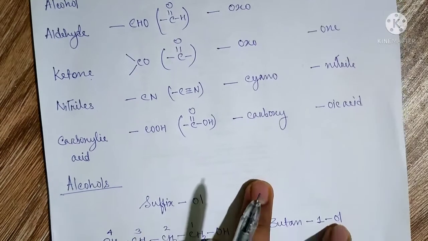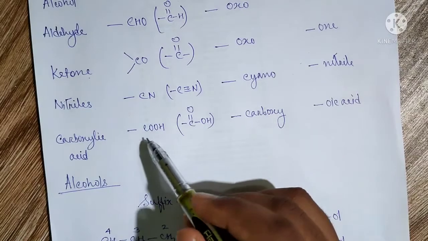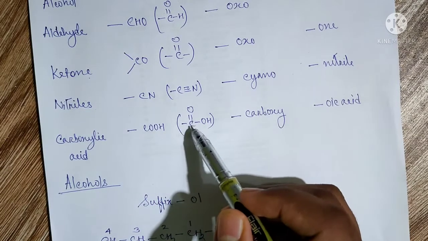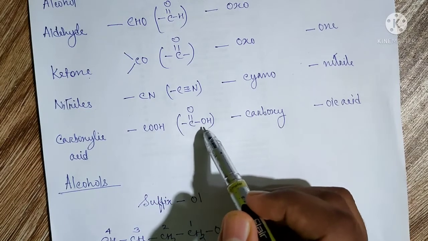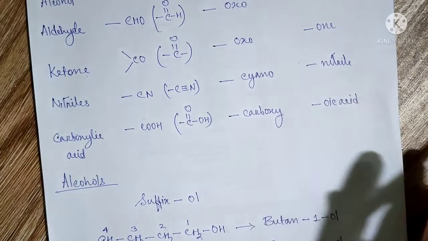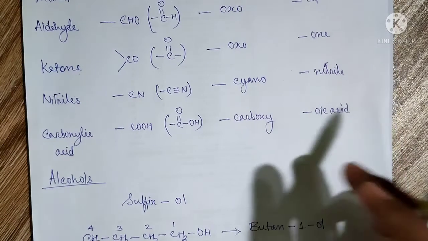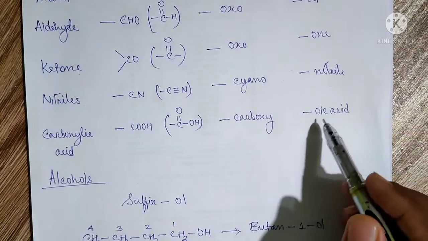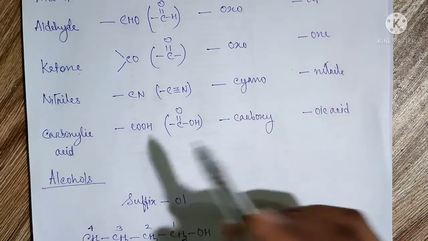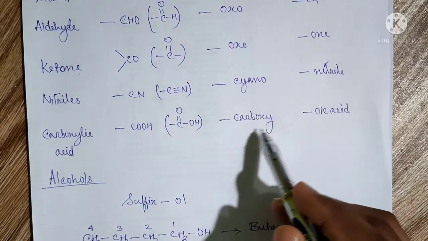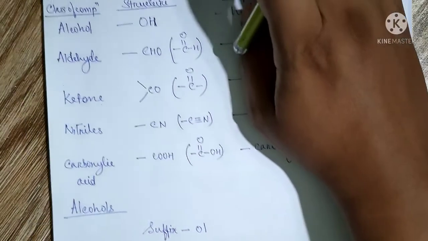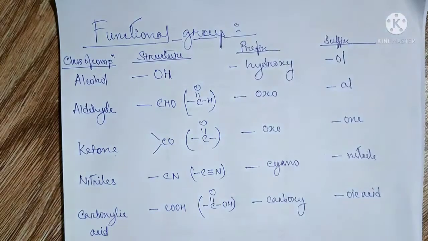Similarly, another class of compound, carboxylic acid: the formula of the functional group is COOH. In expanded form, it looks like this. Always we will write the suffix of this functional group, and the suffix is oic acid. But you have to know the prefix also. Sometimes it may be present as a prefix, and then we will write it as carboxy. So these are the basic functional groups. You have to know the prefix as well as the suffix.